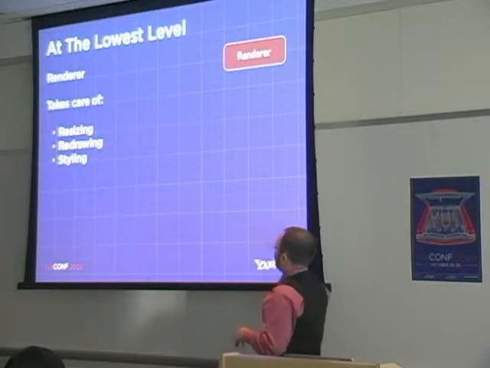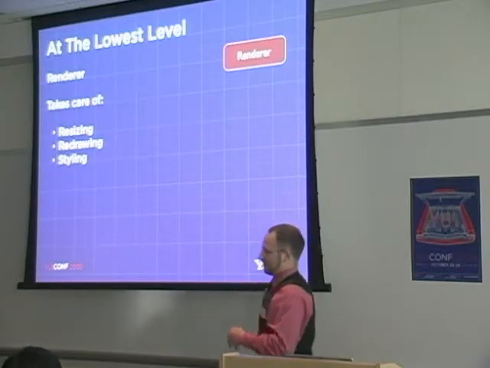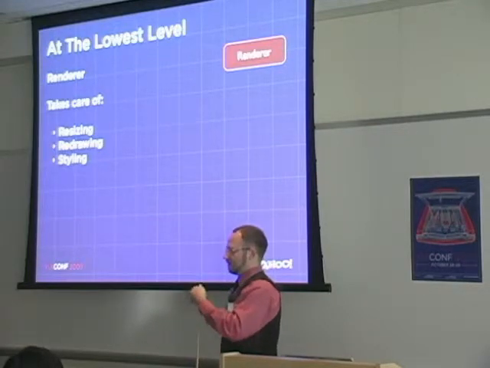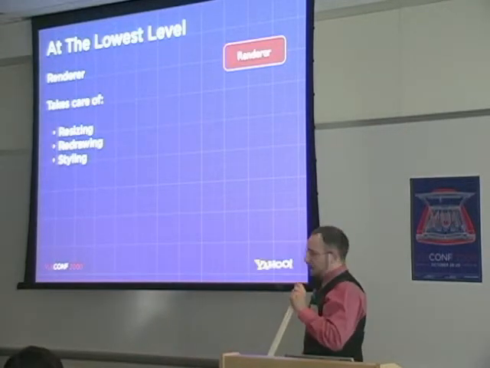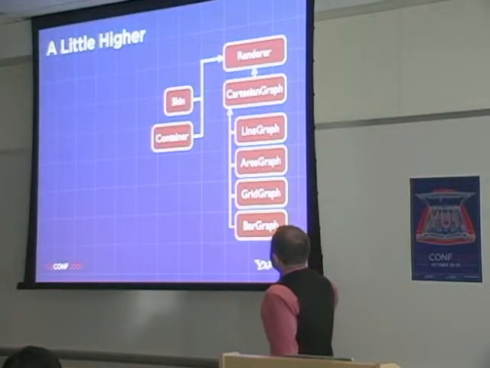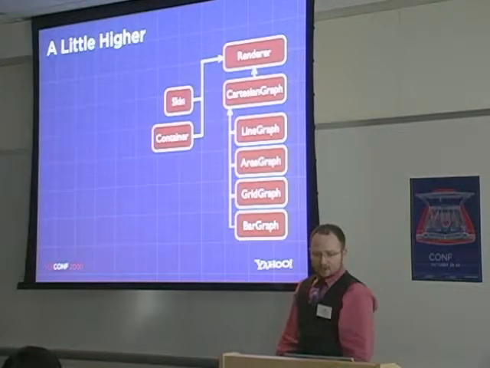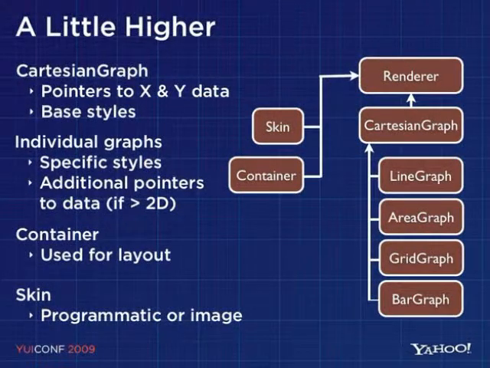So the renderer takes care of assembling these styles into objects and providing methods for setting and modifying the styles. Now, the renderer is at the basis of all of the subcomponents of the charts package. One of the subcomponents is the Cartesian graph, which all of the individual Cartesian graphs inherit from. And the Cartesian graph provides the pointers to the actual data that is used to draw the graph.